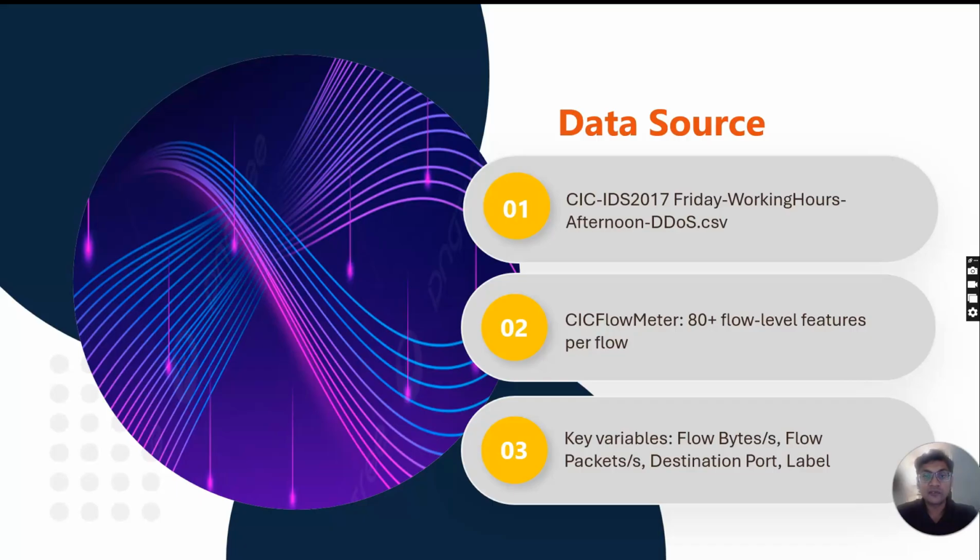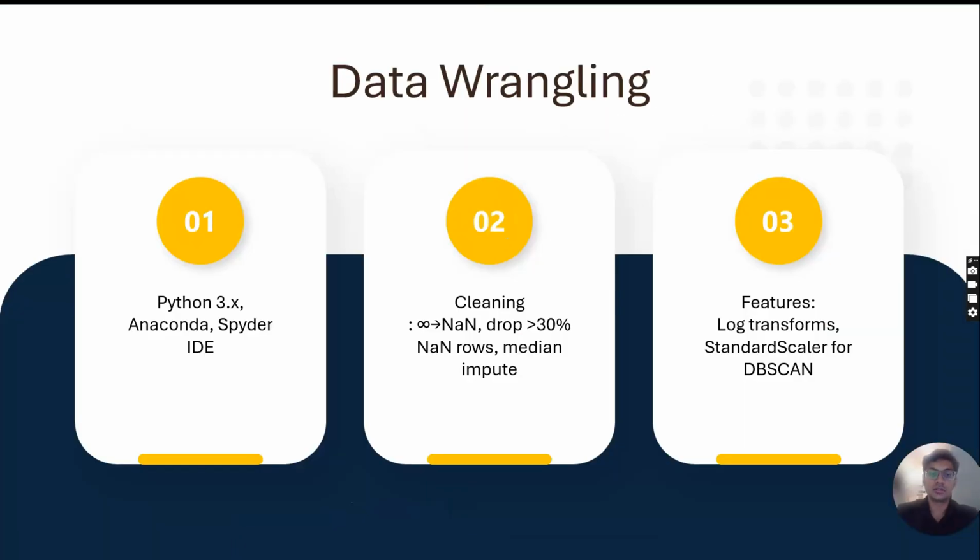For this project, the emphasis is on four interpretable variables. First, flow bytes per second and flow packets per second as measures of throughput intensity. Destination port is to represent the target service, and the label field encodes whether each flow is benign or associated with DDoS activity. These variables provide a compact but meaningful view of traffic behavior for anomaly detection.